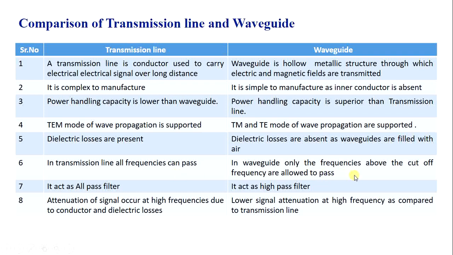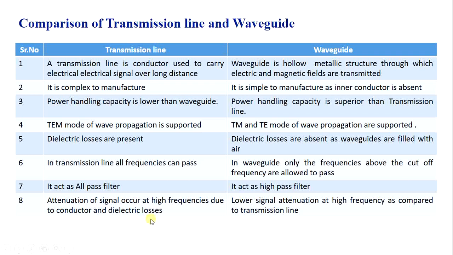In a waveguide, only the frequencies above the cutoff frequency are allowed to pass. Here the transmission line, as we said, lets all the frequencies pass, so it acts as an all pass filter, while the waveguide acts as a high pass filter. It is allowing only the frequencies above some cutoff frequency to pass through it.